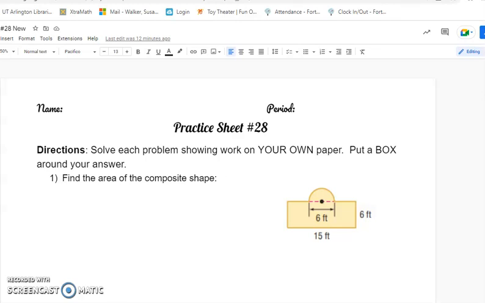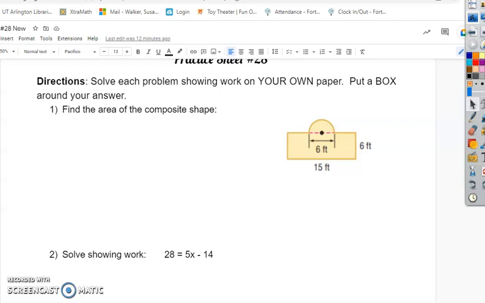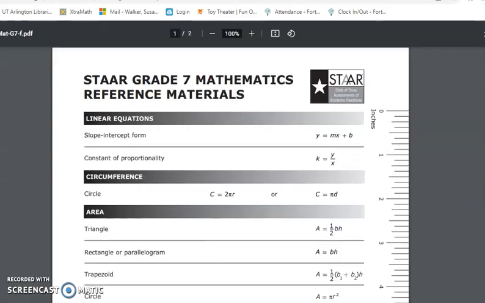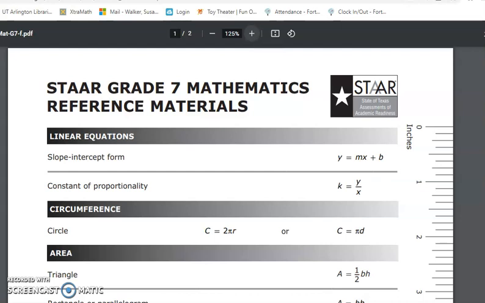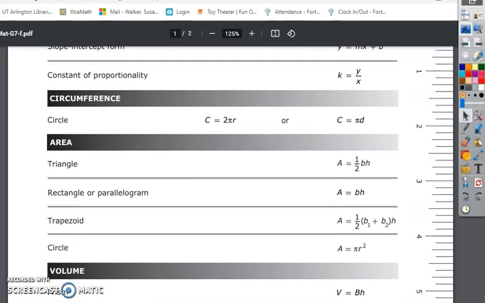Guys, we are working on practice sheet 27. So we're going to start with area of the composite figure. Please make sure you have your formula chart out and that we are looking at the correct formulas. Do not use the C formula, that's circumference. I want area, okay? Area of a circle, an area of a rectangle, or parallelogram.